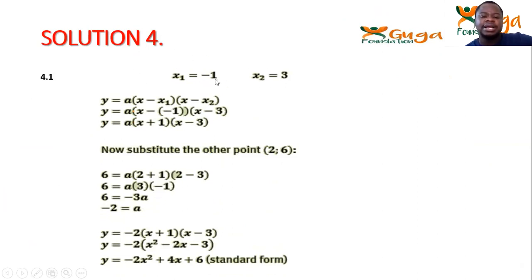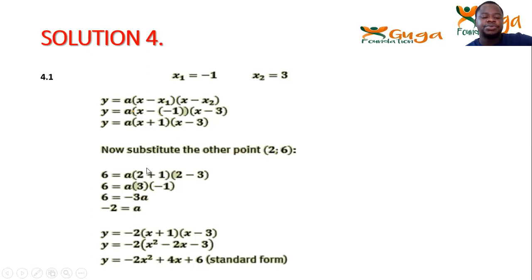These are your x-intercepts. So you write your equation y is equal to a into x minus x1 into x minus x2. So you substitute your roots. And then when you are done substituting your roots, you substitute a point in the graph. So you are given (2, 6). So your y will be 6 and then your x will be 2.